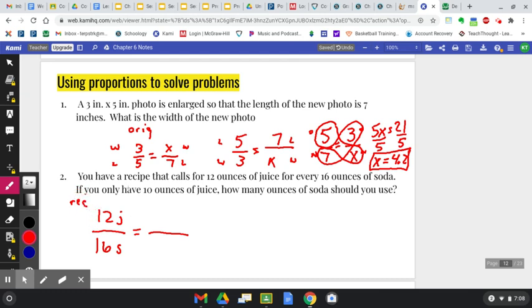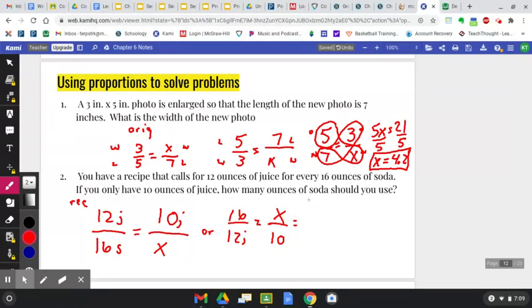I only have 10 ounces of juice, so that has to go on top, and my variable would go on bottom, right? That's one way. I could have that flipped, right? I could have said, okay, I'm doing soda first, right? 16 versus 12. And then this would be x over 10, right? Because this is soda, this is juice.